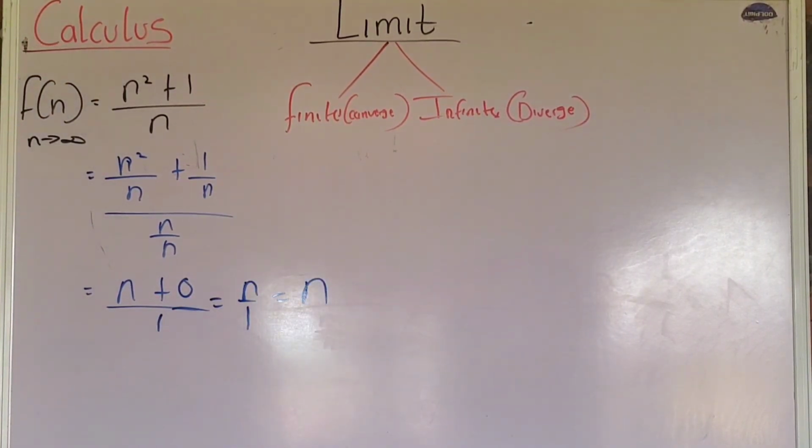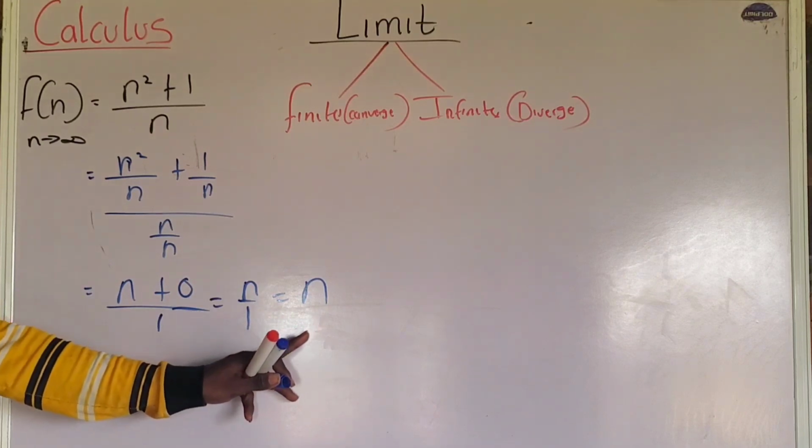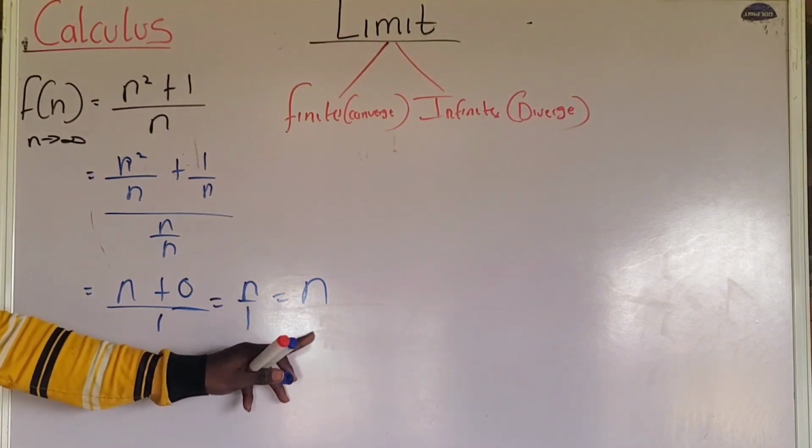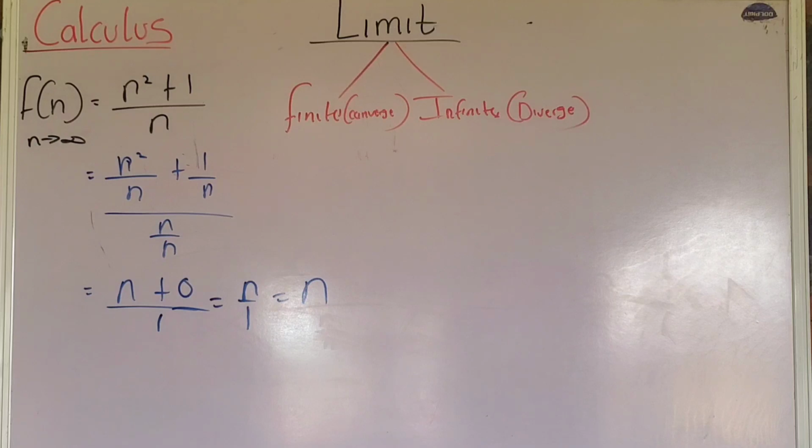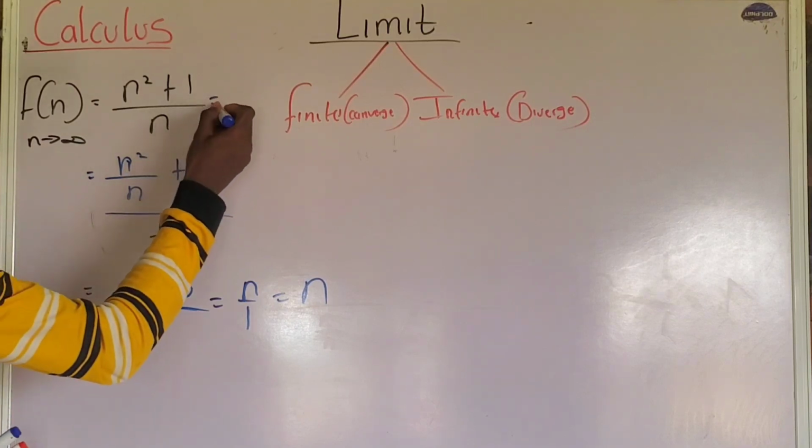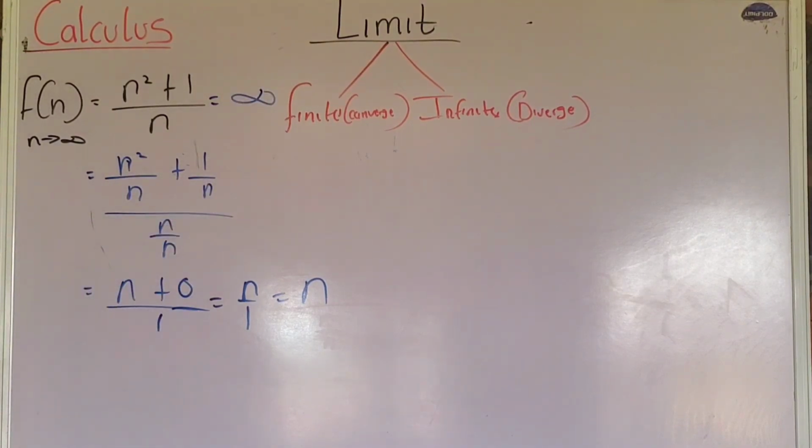So now, if you substitute any value of n into this, the function is also going to increase. It's not going to decrease. For example, let's say n is 1 million. The function will become 1 million. Because n tends to infinity, we are asked to take the limit of this function as n tends to infinity. So the limit of this function will be infinity, because if you put any value as n, you get that value again.